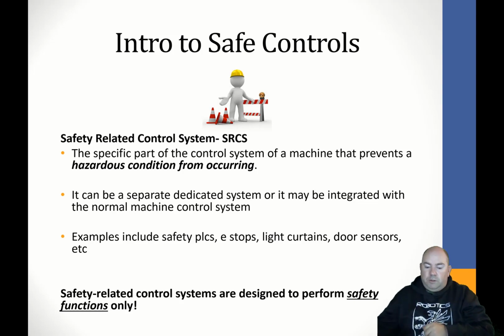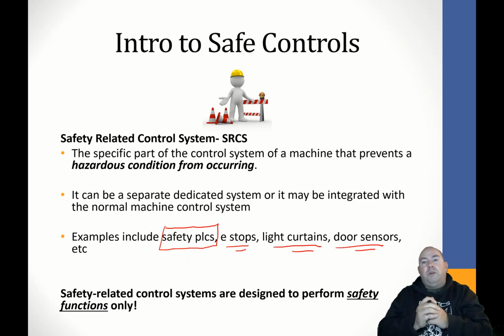Some examples of this, typically the way things are done these days: safety PLCs, you're going to see a lot of that. You're actually going to learn how to program that in PLC Part 2. And then we have devices such as e-stops, light curtains, door sensors. We will get into what these devices do in the next 2 weeks or so. Safety-related control systems are designed to perform safety functions only.